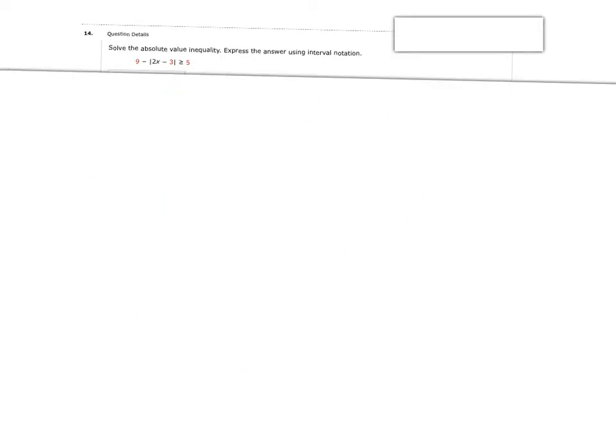All right, next up we have to solve this absolute value inequality. So first thing I'm going to do is isolate the absolute value. We'll subtract the 9.